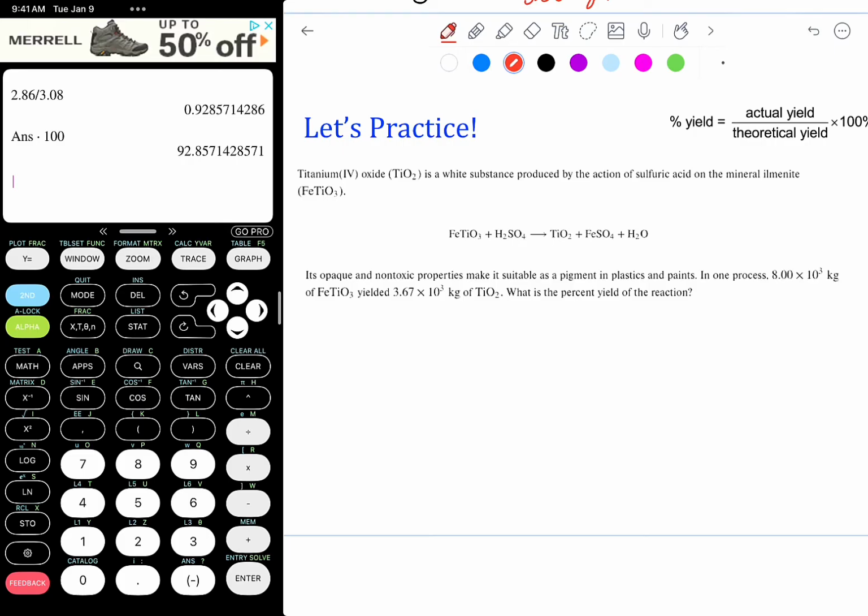So we're going to start out with 8.0 times 10 to the 3 kilograms of this ilmenite, FeTiO3, and we're going to multiply by 1,000 to go from kilograms to grams. So that gives us 8.0 times 10 to the 6 grams.